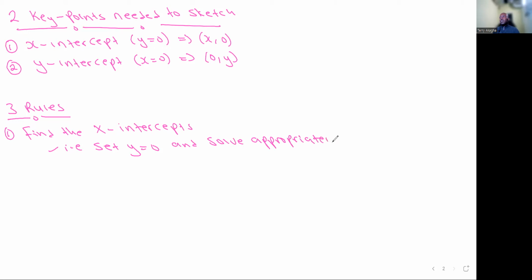Okay, so you set y equals to 0 and you then solve appropriately. The next is that you have to then find the y-intercept. Same thing for the y-intercept, you have to then set x to be equal to 0, and you then solve what? Appropriately.